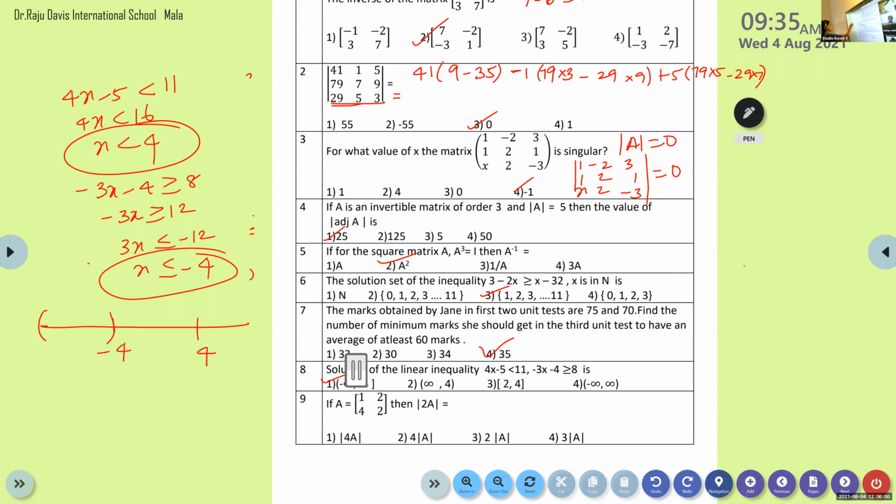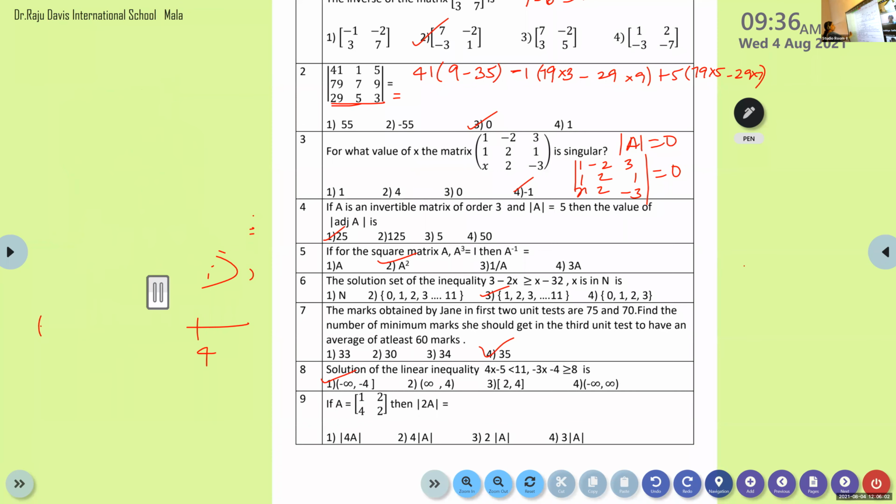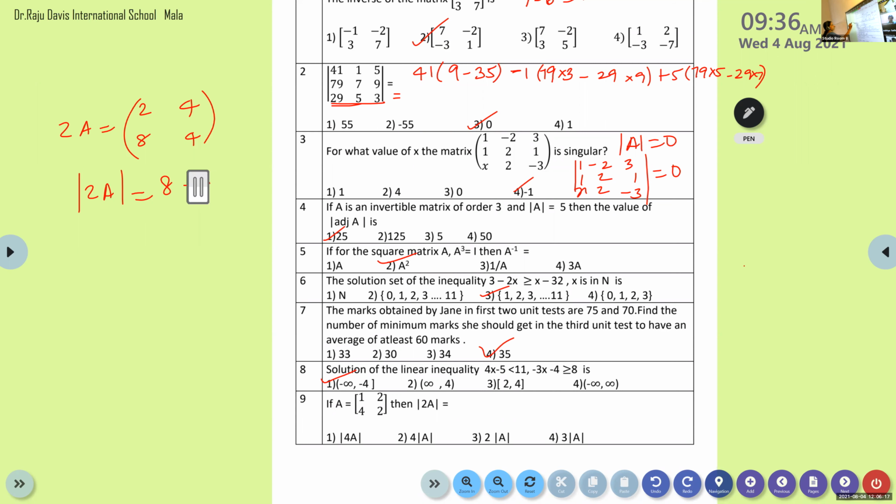Then next one. If A is the matrix 1, 2, 4, 2, what is the determinant of 2A? So what is 2A? You can multiply that matrix by 2. 2, 4, 8, 4. Now what is the determinant of 2A? It is 8 minus 32. What is 8 minus 32? You will get minus 24. Is it correct, children? Now look at the options given here. So find what is the determinant of A. What is the determinant of A? 4 minus 8, which is minus 4.